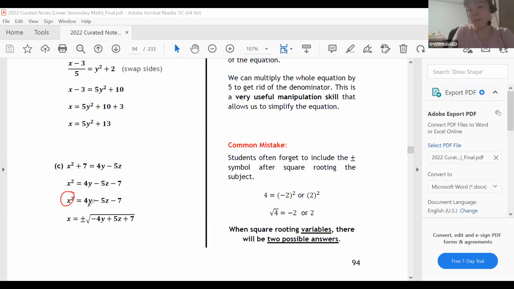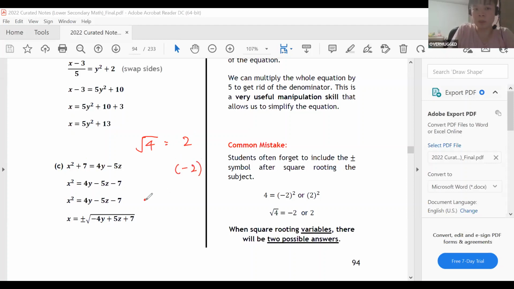And I have x squared. To remove the square, I actually need to square root both sides. After square rooting both sides, I can get 1 unit of x. And take note, when you square root an algebra or a variable, there's two possible answers, because if I square root 4, for example, I can get positive 2 or negative 2.